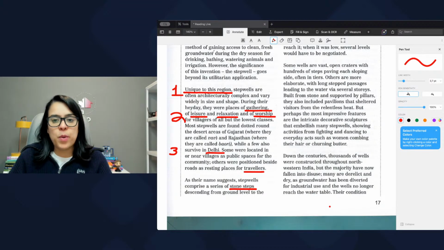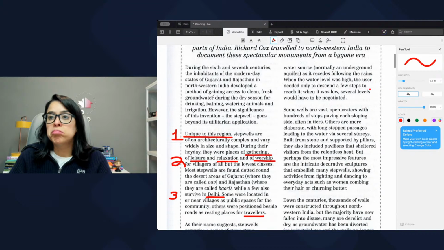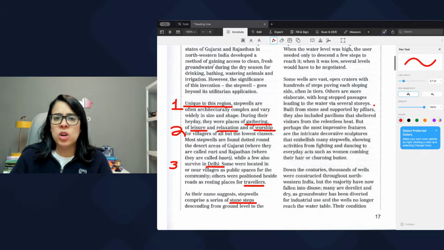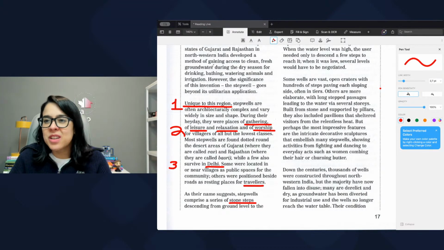As their name suggests, step wells comprise a series of stone steps descending from ground level to the water surface as it recedes following the rains. When the water level was high, the user needed only to descend a few steps to reach it. So they don't say anything about workers, about the construction of stone steps here. Let's take a look at the next paragraphs just to make sure they don't say anything afterwards, and then we can read our conclusion. So let's see here. No, they don't say anything about stone steps or workers.